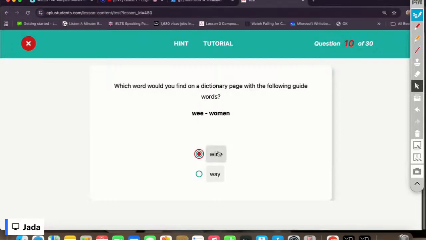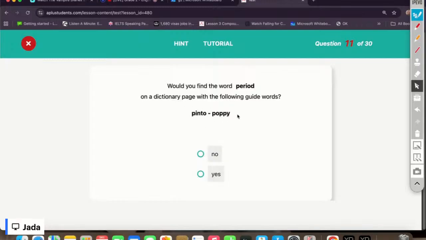So we have wine, then pinto, poppy. Can you find period in between? Yes or no?